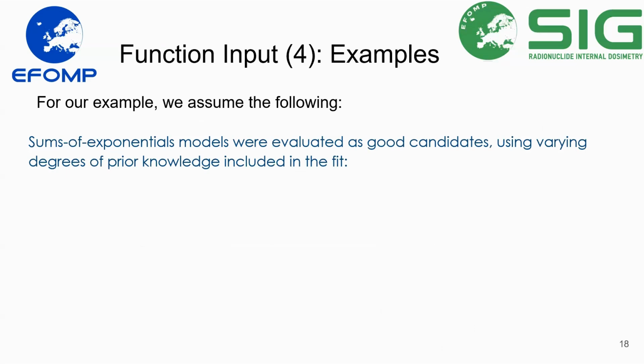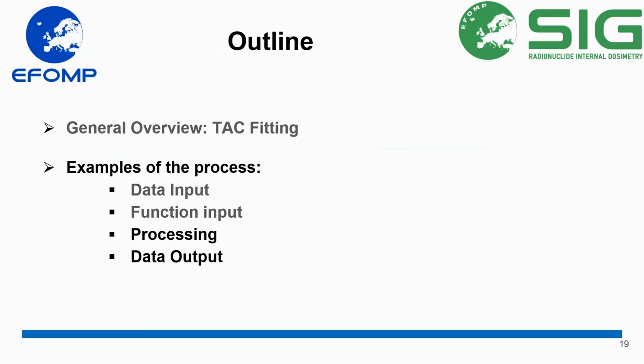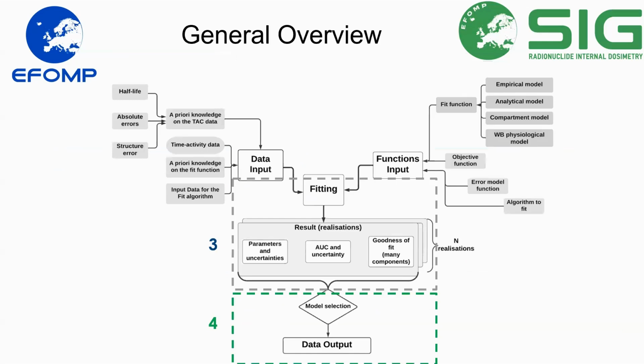For our example, we assume the following. Some exponential models were evaluated as good candidates, using varying degrees of prior knowledge included in the fit. As you can see, let's say we assume that we have these four functions: F2P, F3P, F4P, and F5P. So let's continue to the last part of the process, which is the processing and also the data output, as you can see from the general overview, shown by the gray and also the green box.